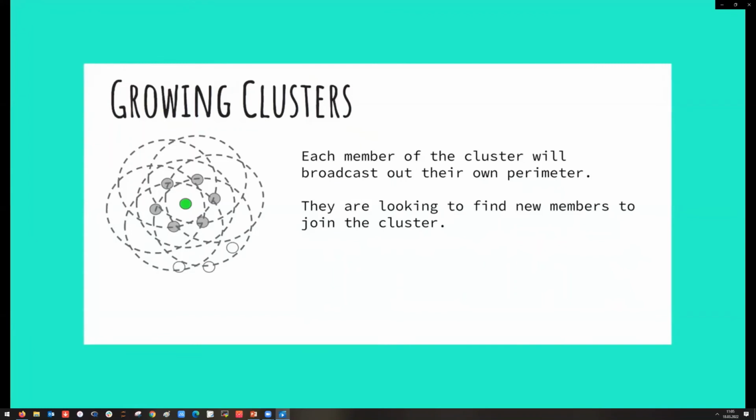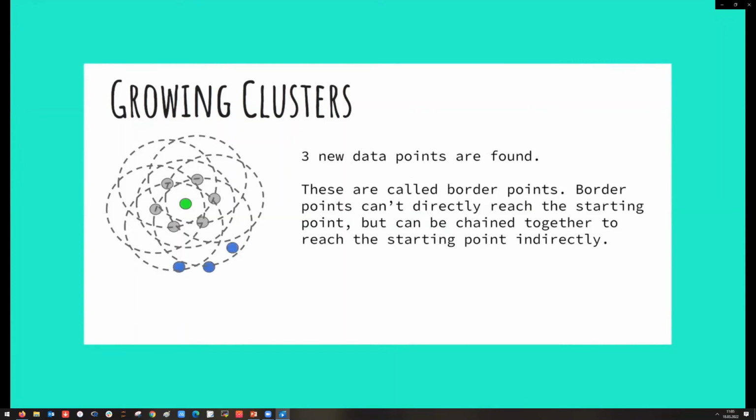Once a cluster is formed, that cluster can continue to grow. Each member of that cluster will broadcast out their own perimeters, looking for new data points that could join the cluster. In this step, you can see the core points did in fact find new members to join the cluster. These points have been made blue. All the blue points in this example are considered border points. This means they are part of the cluster, but are not within epsilon of the starting point.